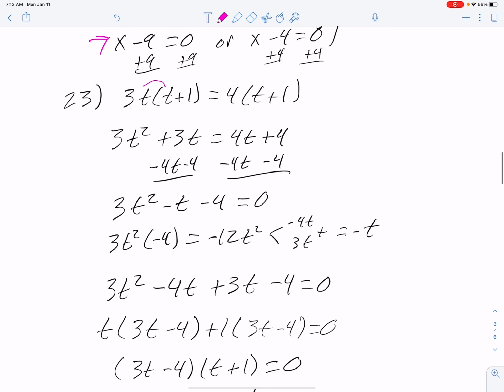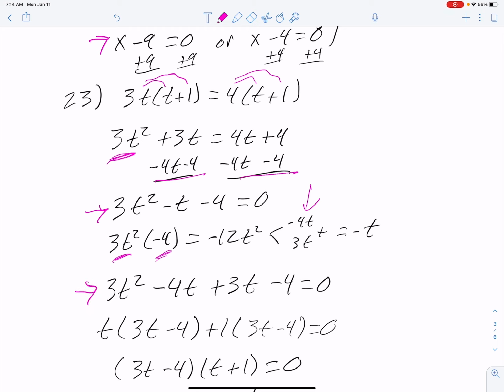Number 23, I see that I need to distribute the 3t on the left-hand side of my equal sign, the 4 on the right-hand side of my equal sign, and then I can start solving. Again, since I prefer my lead term to be positive, I'm going to subtract the 4t and the 4 from both sides. Since my lead coefficient isn't 1, I've got to start my process of splitting the middle term, multiply the first value times the last value, and then I look for factors of negative 12t squared that are going to add up to negative t. That's negative 4 and 3.